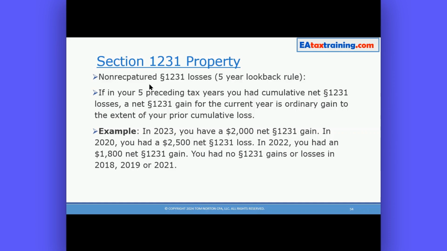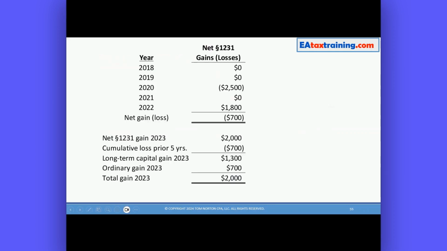And then in the other 3 years, you had no Section 1231 gains or losses. So now we'll look at that here on a little chart. This is what you had in each year. 3 of the years you didn't have anything. 2020 you had a $2,500 loss. 2022 had an $1,800 gain from Section 1231 disposals. That means your net loss over the last 5 years is $700.